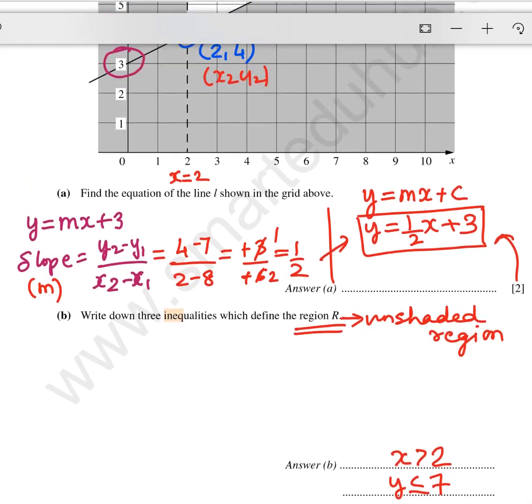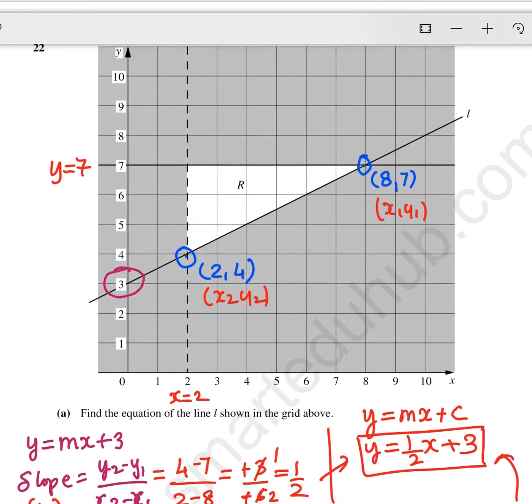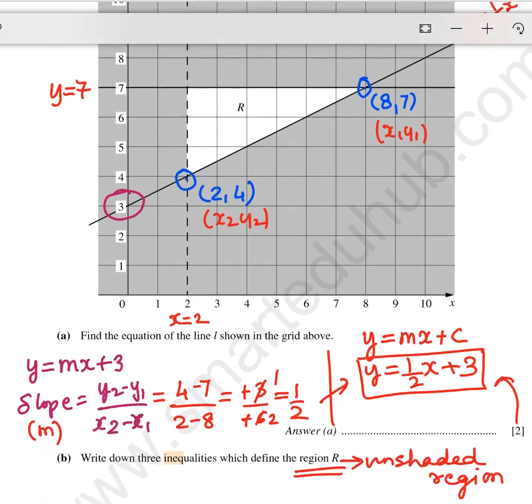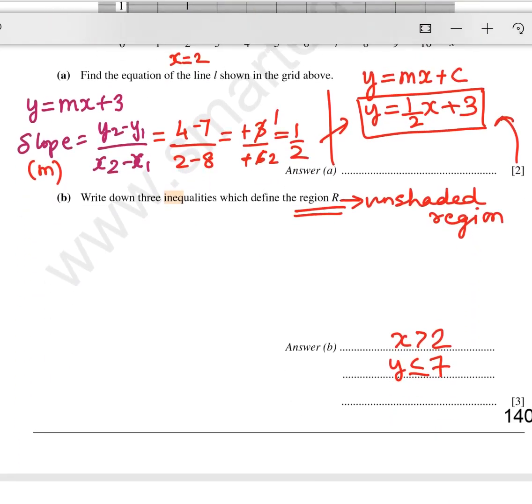And coming to the last line, the equation we just found out is y equals half x plus 3. This is the line. Now if you see, everything above that line is unshaded, so that means y is greater than or equal to half x plus 3 must be our last inequality. So y is greater than or equal to half x plus 3. For writing this down we get 3 marks.